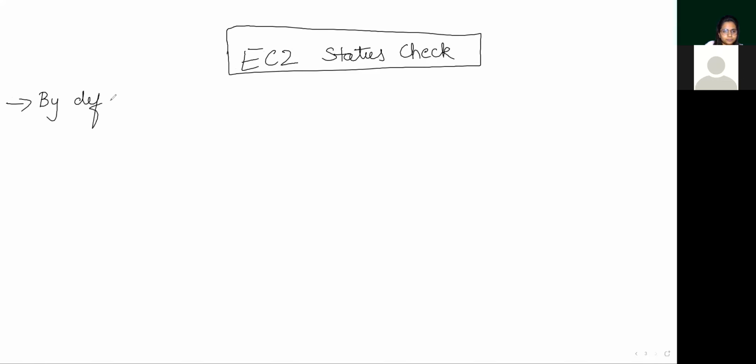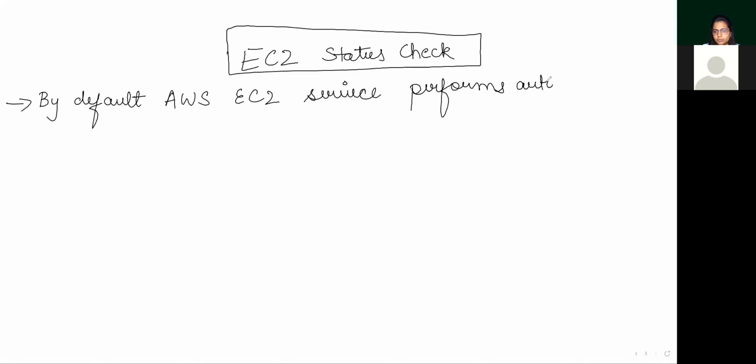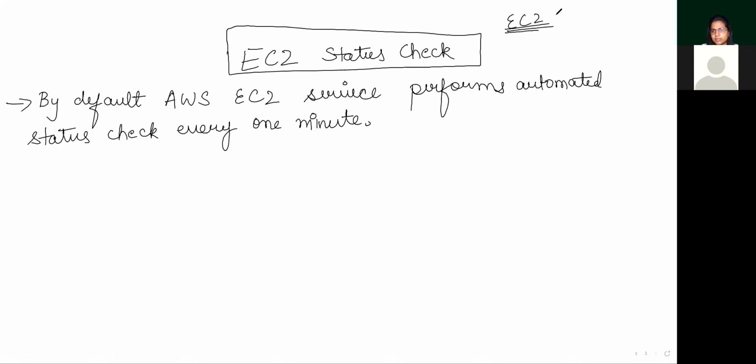By default, AWS EC2 service performs automated status check in every 1 minute. So status check means checking whether your EC2 instance is running. Okay, 3 states of EC2 instance you will see.